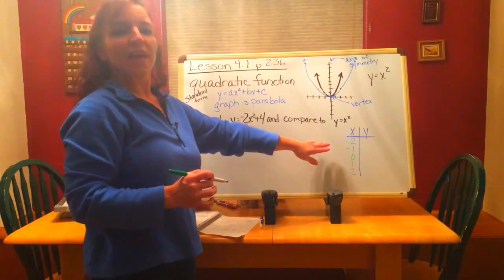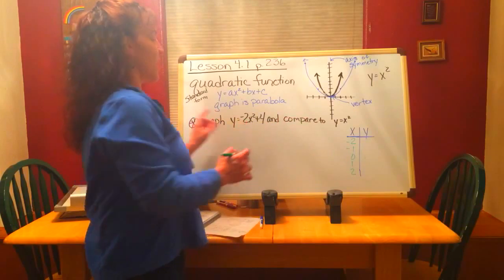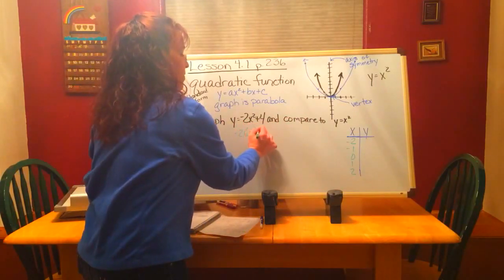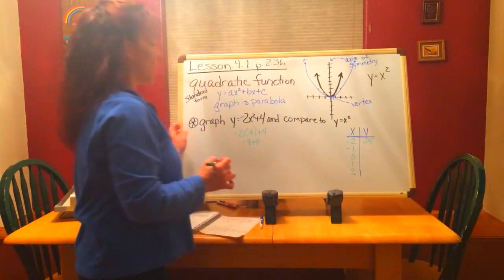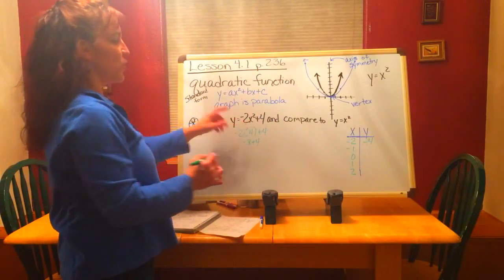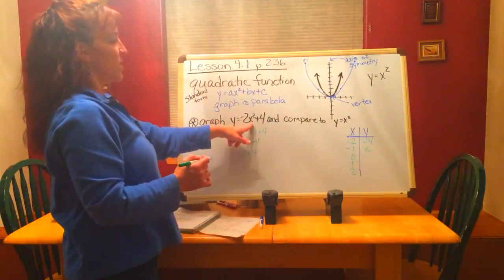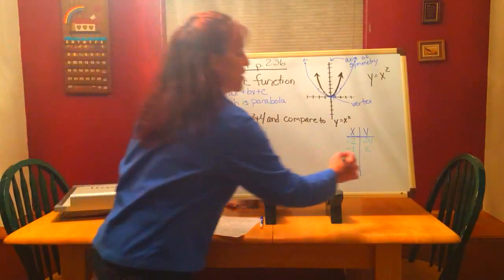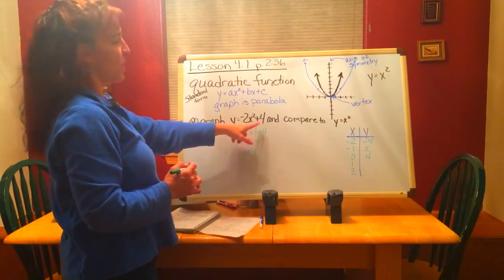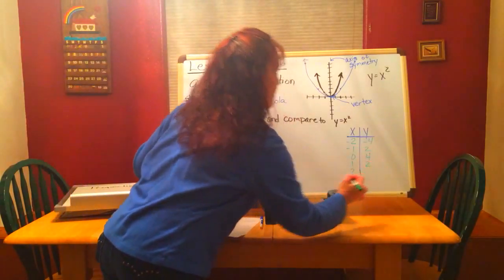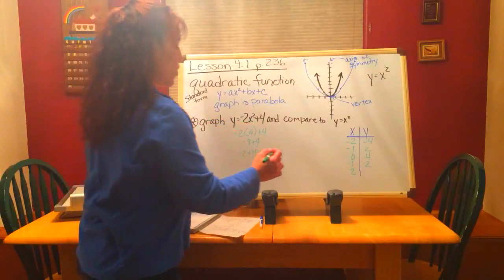The same as before, we're going to put the x's in and get out a y. So -2 squared is 4, 4 times -2 is -8, plus 4 is -4. -1 squared is 1, times -2 is -2, plus 4 is 2. 0 times -2 is still 0, plus 4 is 4. 1 squared is 1, times -2 is -2, plus 4 is 2. 2 squared is 4, times -2 is -8, plus the 4 is -4.